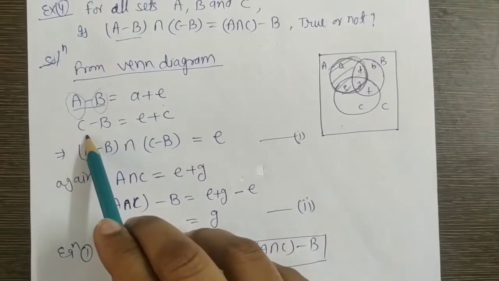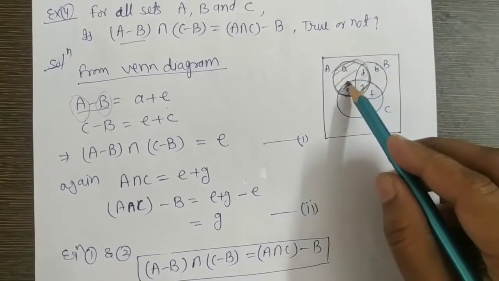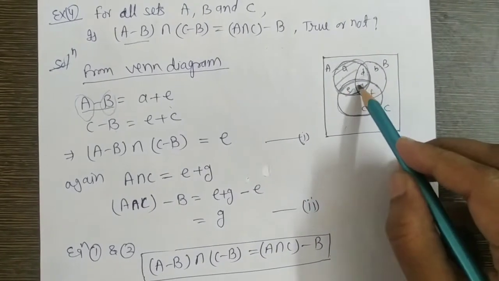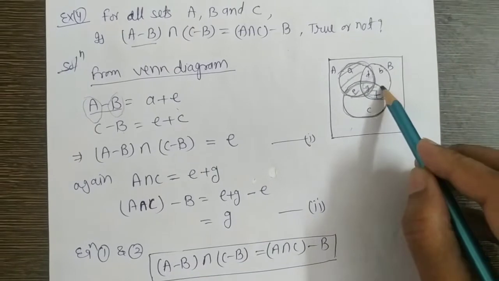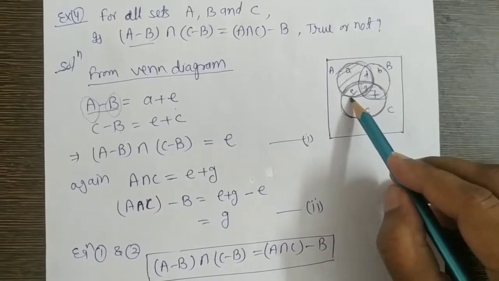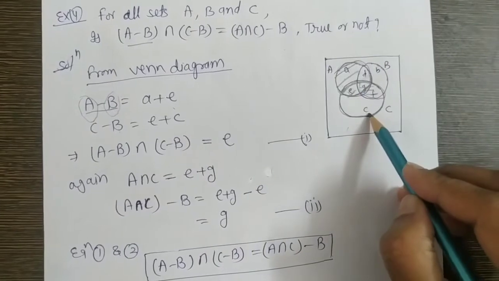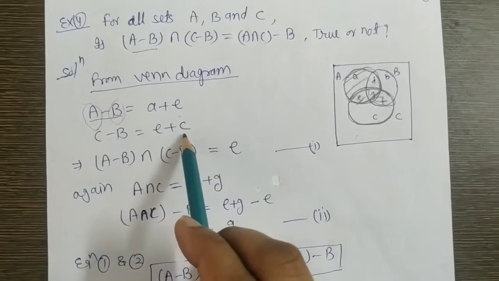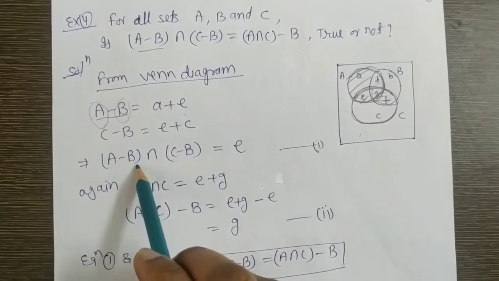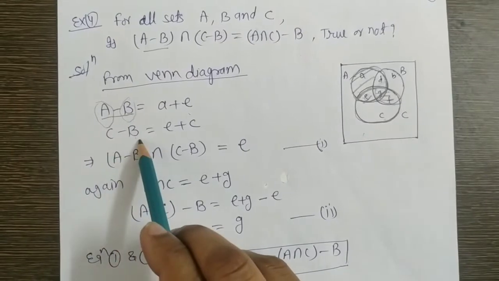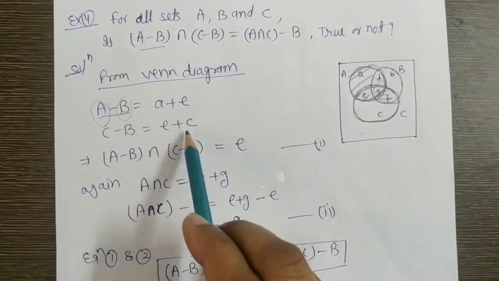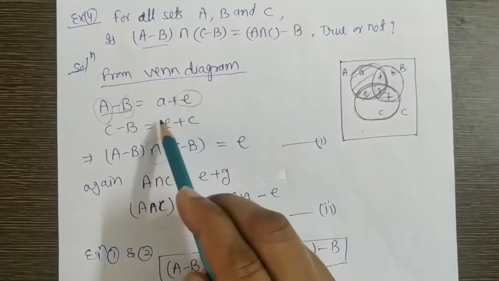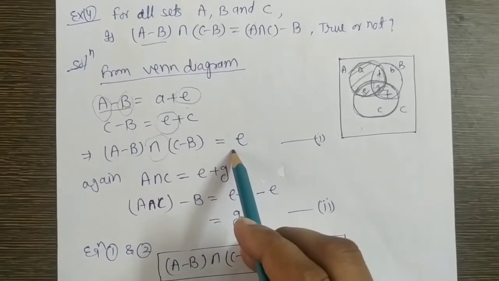Similarly, C minus B. This complete is C. From C, we need to remove B. It means G and F are removed. So we are left with E and C. That's it. Now we have to take the intersection of A minus B and C minus B. What is the common part between both of these? Intersection is the common part. Common part is only E.